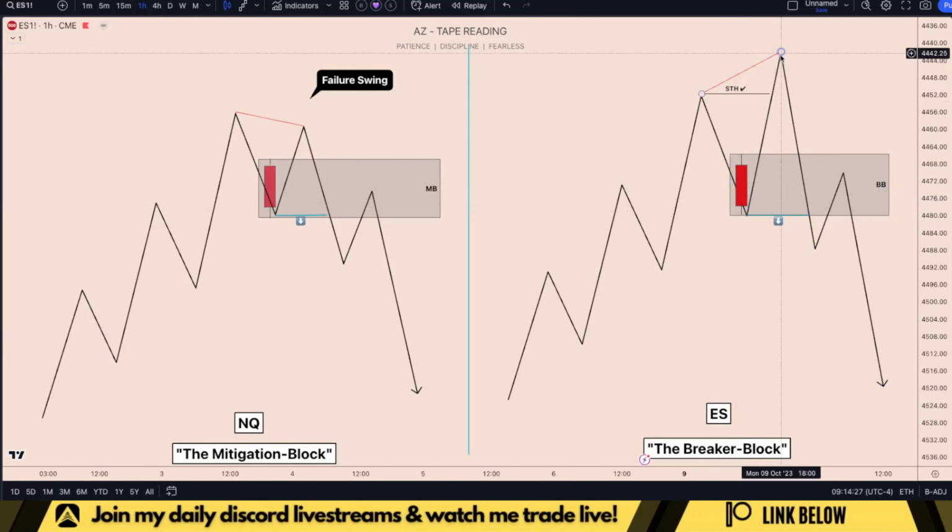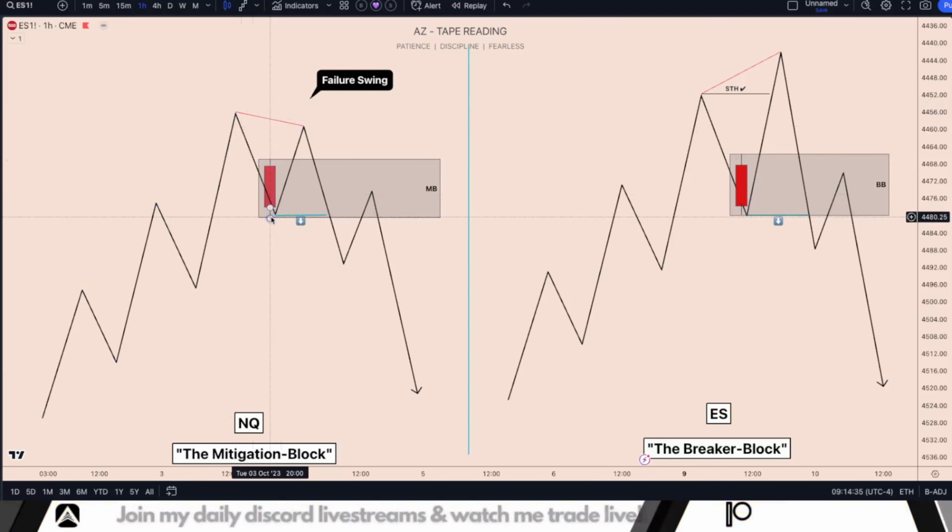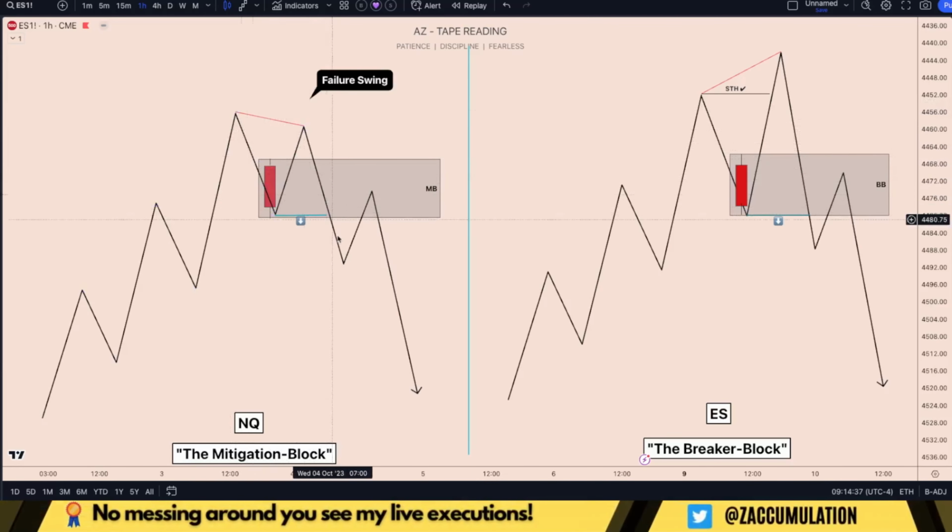Broke the higher high, market structure shift, pull back into the breaker block, continuation lower. On NQ, high, low, failed to make a higher high, market structure shift, pull back into the mitigation block, lower to attack all the sell side that we have left behind. Very similar setups, but it's crucial to know the difference between both of them.